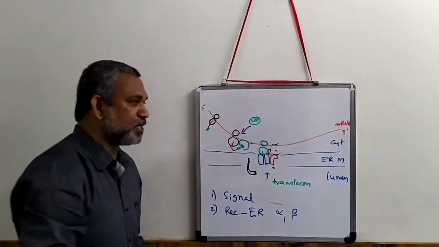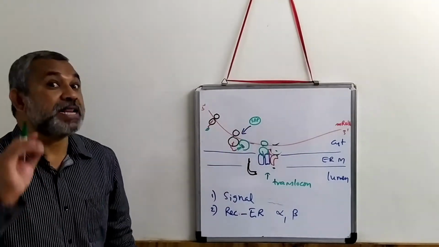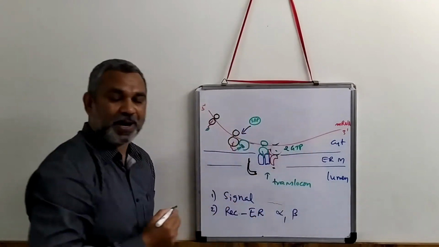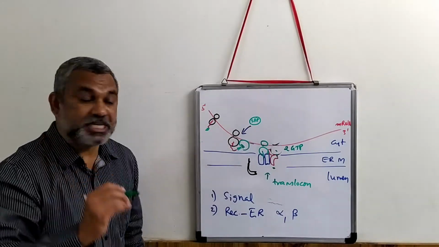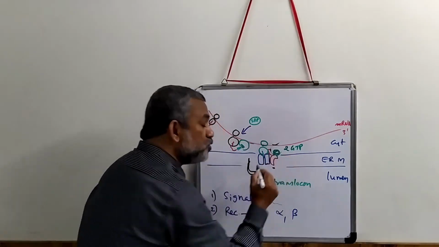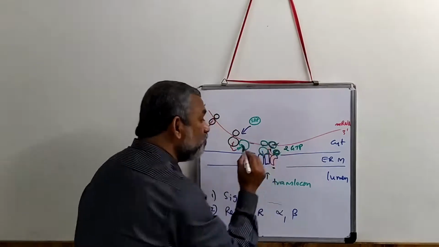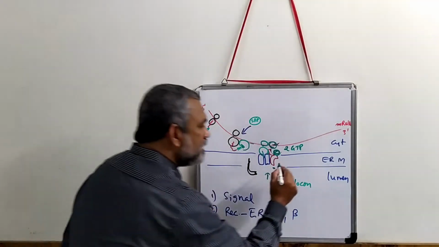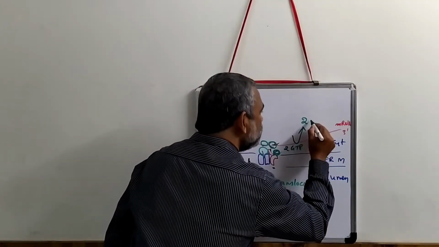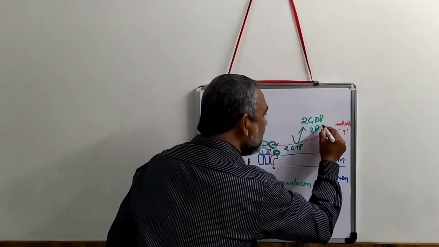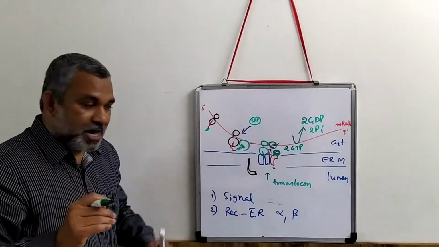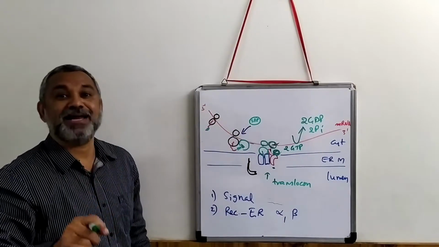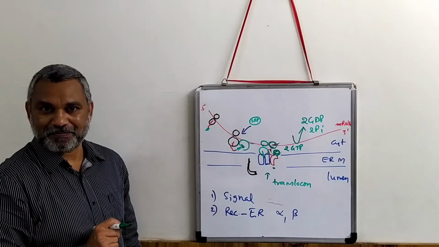The signal is allowed to pass through and in order to carry out all these, 2 GTP molecules are required. Where are these 2 GTP required? One GTP will bind to the receptor, another GTP will bind to the SRP protein. These 2 GTP will be cleaved into 2 GDP plus 2 Pi, and that energy is utilized for translocating the protein inside the lumen of the endoplasmic reticulum.